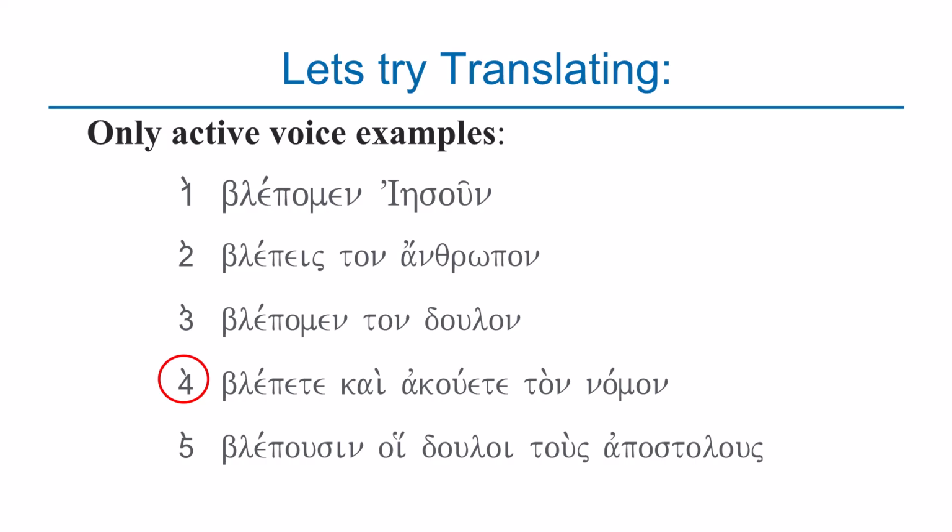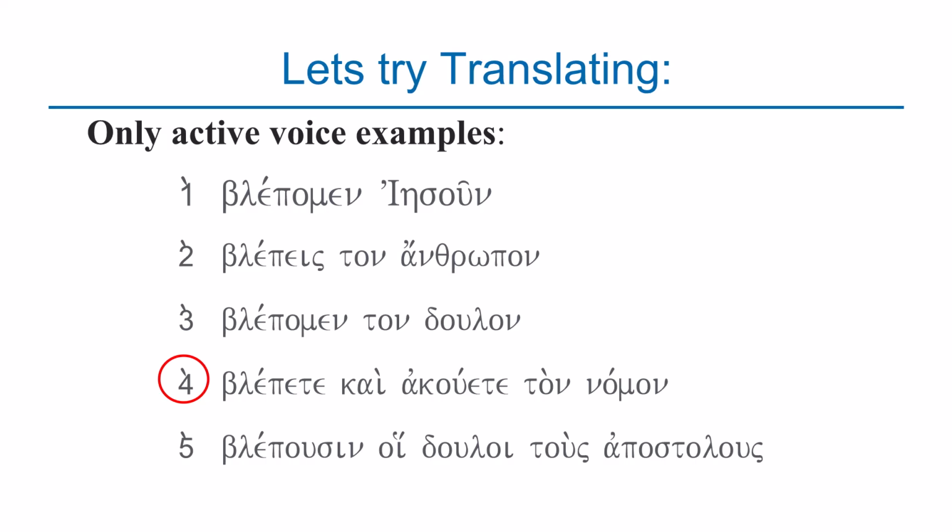Blepete, remember, this is a verb. By looking at the ending, O-S-N, omen ete, ete, blepete. That's where it's coming from. And when you check that paradigm for verbs, ete is from second person plural.